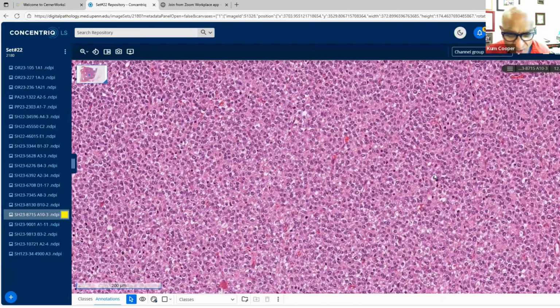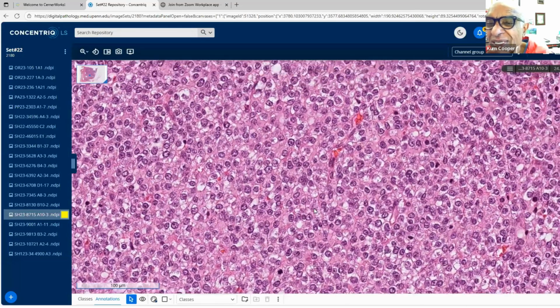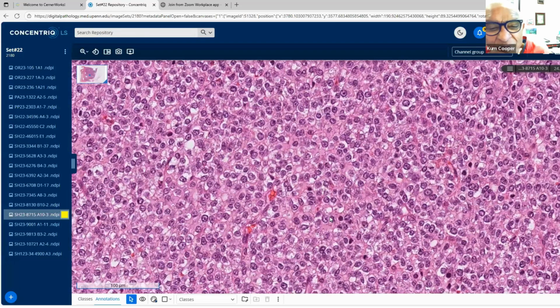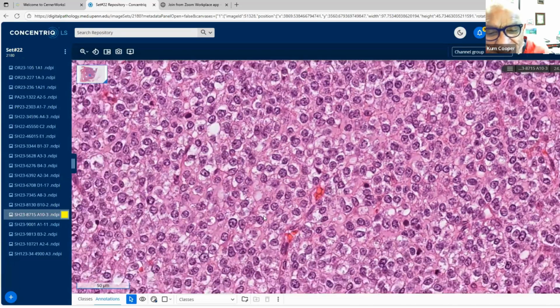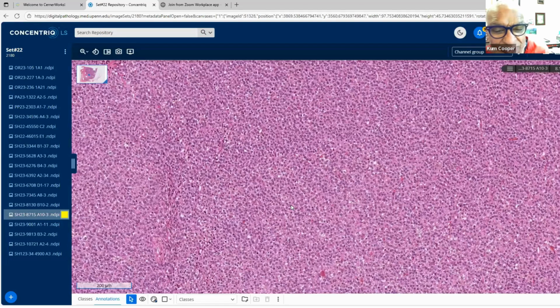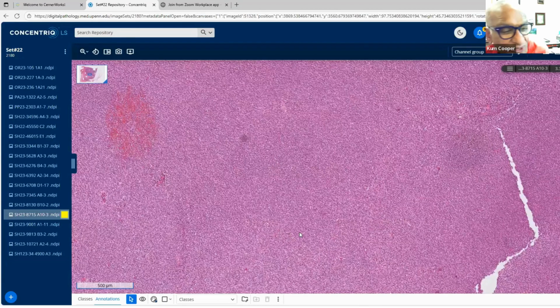The reason I'm pointing out the nucleoli will become evident as we look at more and more of this tumor, okay? I'm looking for some areas where the nuclear morphology was. Here's mitotic activity. You have to believe me that those are mitoses, really. But there are quite a few mitoses.